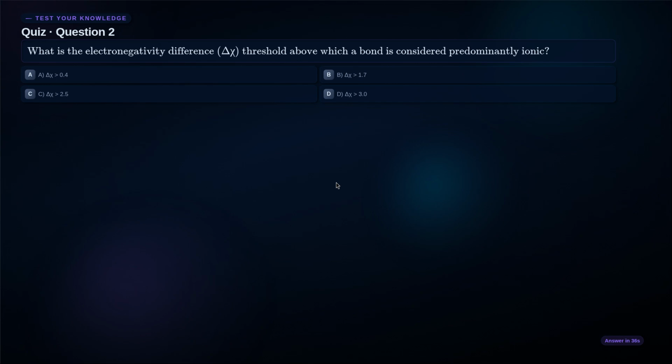Quiz question 2. What is the electronegativity difference threshold above which a bond is considered predominantly ionic? Is it A, delta chi greater than 0.4, B, delta chi greater than 1.7, C, delta chi greater than 2.5, or D, delta chi greater than 3.0? The correct answer is B, delta chi greater than 1.7. A bond is considered predominantly ionic when the electronegativity difference exceeds 1.7 on the Pauling scale.